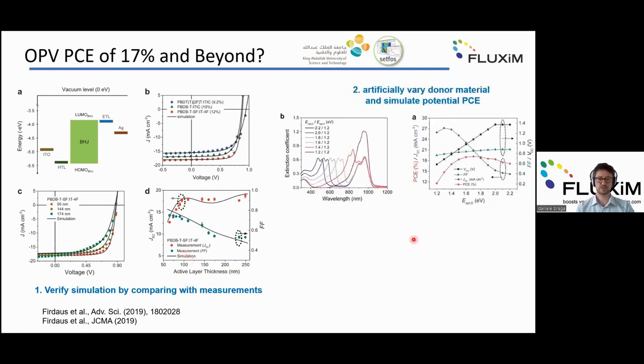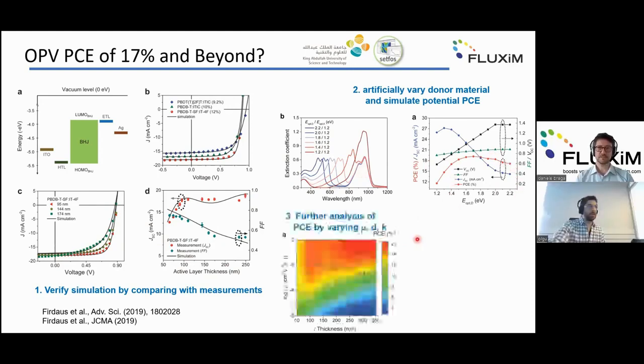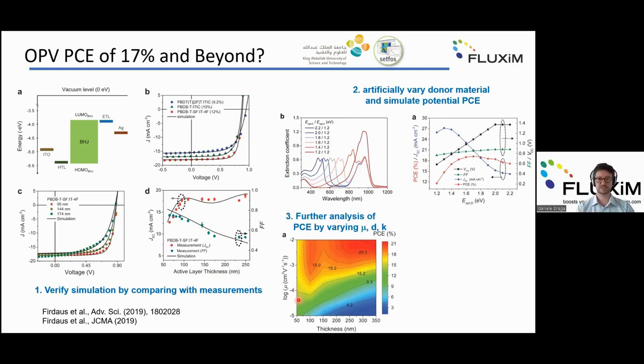Once the model is calibrated, you can, for example, study how, if I'm changing the active layers, because I'm changing the band gap of the active layer, the PCE is going to evolve. This can be calculated, and I can even play further and calculate the evolution of the PCE versus the different variables in my solar cell. For example, the mobility of the active layer, the thickness of the active layer, and so on.